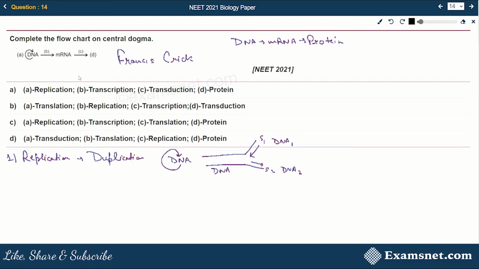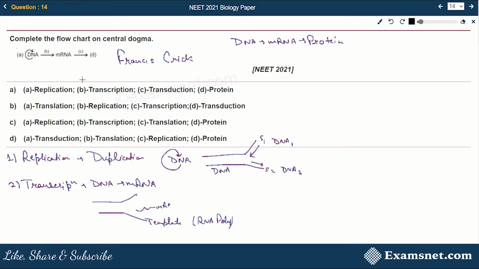Now, in the next part, that is known as transcription, the genetic information is copied from a DNA to an mRNA. So how does this happen? See, one of the strands of the DNA is used as a template strand by an enzyme known as RNA polymerase to produce an mRNA that is complementary to this template strand.